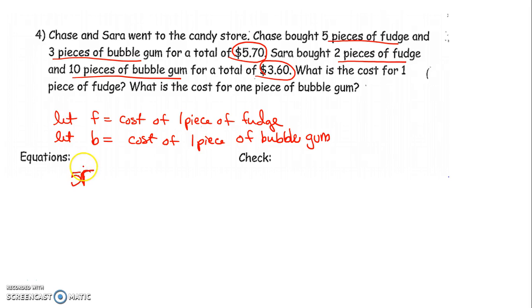Let me just erase that. Sorry about that. So he did 5 times the cost of 1 piece of fudge, if you add that to, he bought 3 pieces of bubble gum, 3 times the cost of 1 piece of bubble gum, for a total of $5.70. Then Sarah bought 2 pieces of fudge plus 10 pieces of bubble gum, and her total was $3.60.